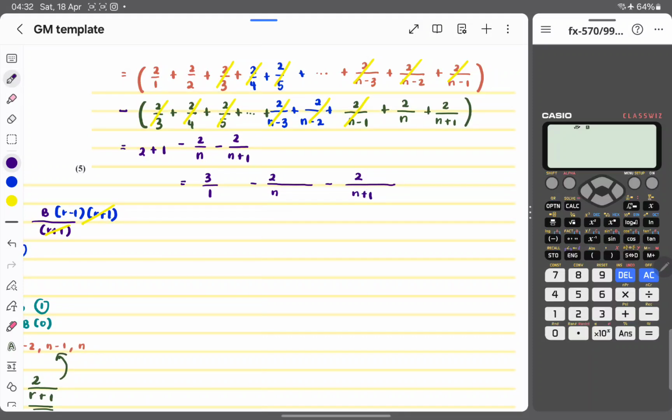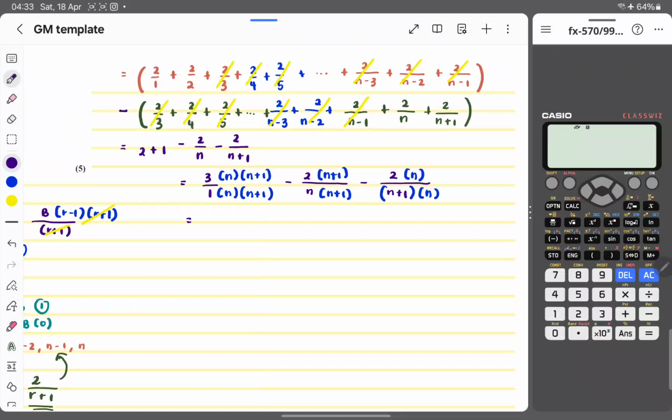I want to combine these three fractions so that it becomes one fraction. So I have to multiply the first fraction with n plus 1, and then the second one, just n plus 1, and then for the third one, I have to multiply by n. Okay, that's it. Let's expand the numerator.